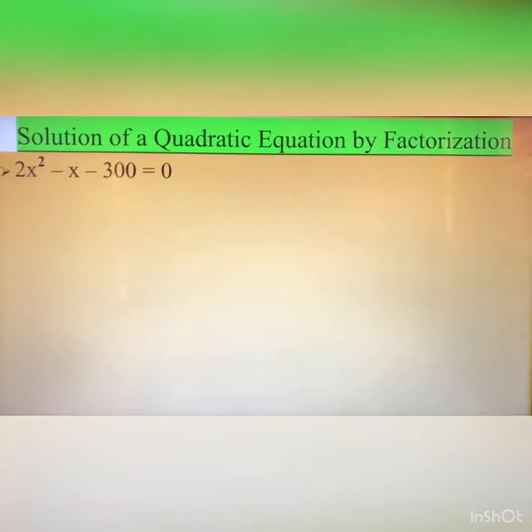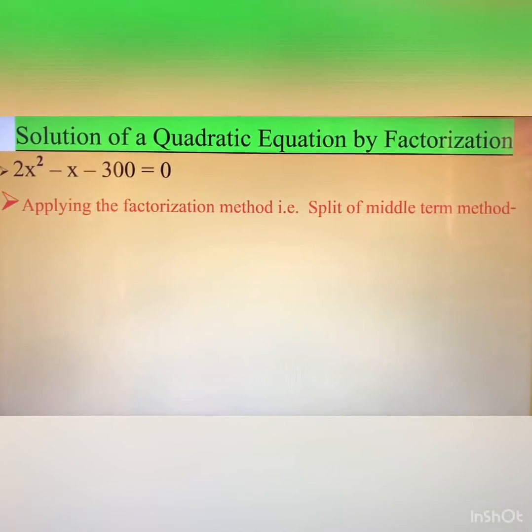So let's take an example: 2x square minus x minus 300 equal to 0. So this is a quadratic equation, and this is already in the standard form, that is ax square plus bx plus c equal to 0. So this equation we can solve by the factorization method, that is the split of middle term method. And first of all, for the splitting of middle term method, you multiply 2 and minus 300.